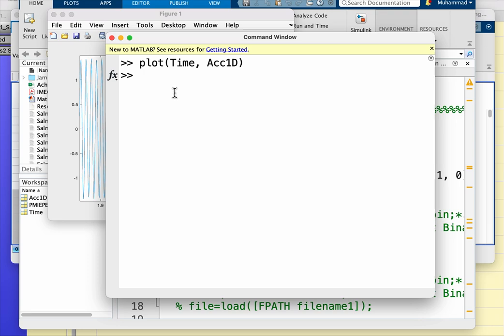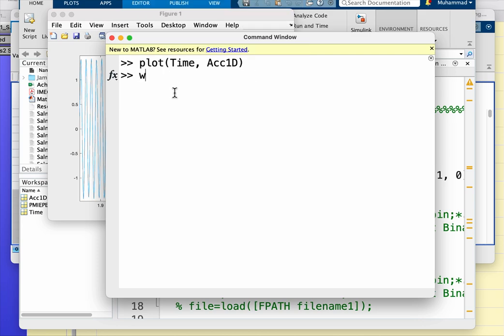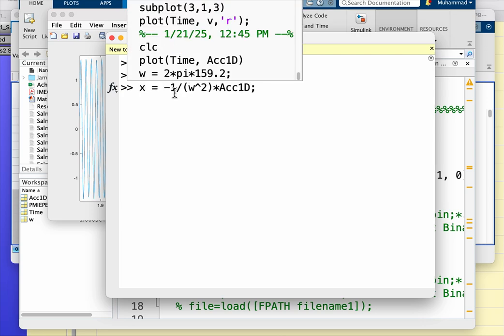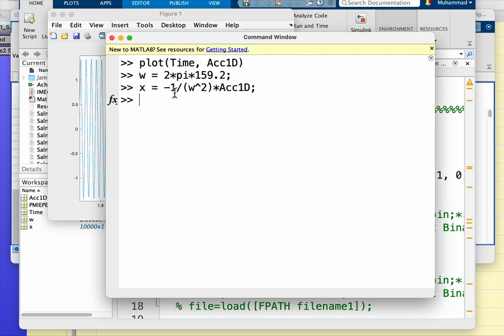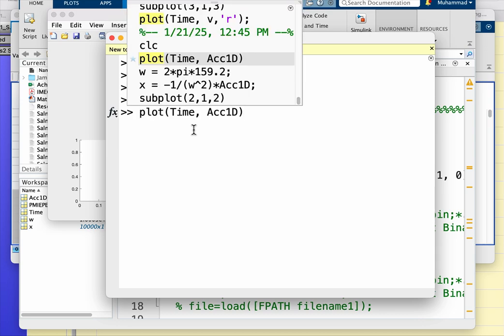So if I go to the displacement, where omega, let me check it, this is omega, which is 2 pi f, and x displacement is negative 1 over omega square times acceleration. So now you can do a subplot of 2 by 1 with 2, because 2 rows, 1 column, and the second place. So then it will show you the plot of time versus x.